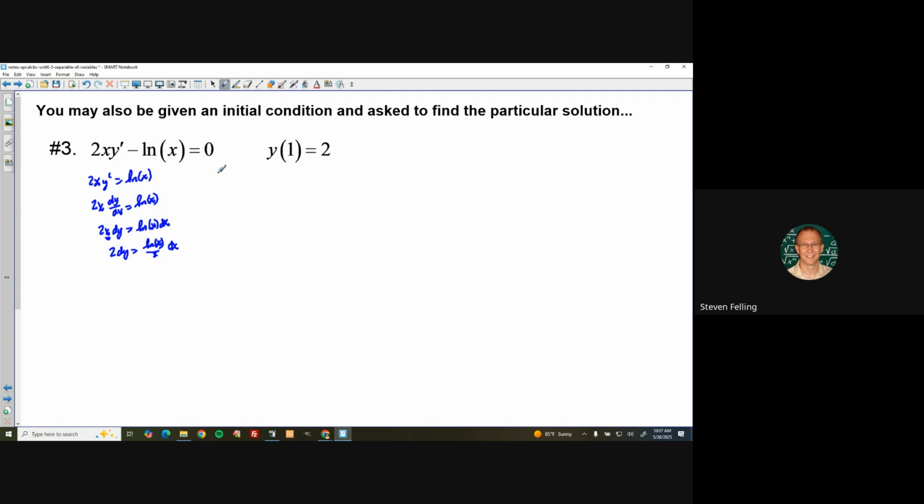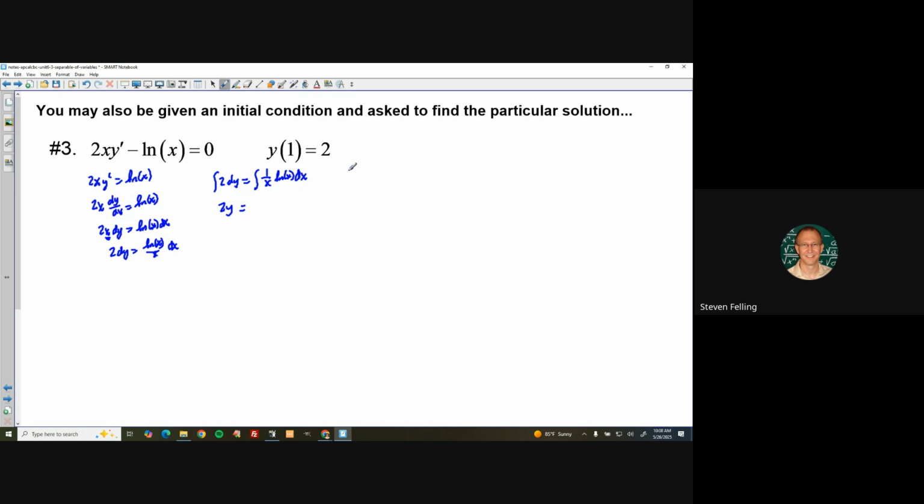So let me show that step. An integral of 2 dy equals an integral of, I'm going to write that as 1 over x natural log of x dx. Right. The left side here is just 2y. But the right side, what is that? Well, I think we're going to have to do a u substitution.